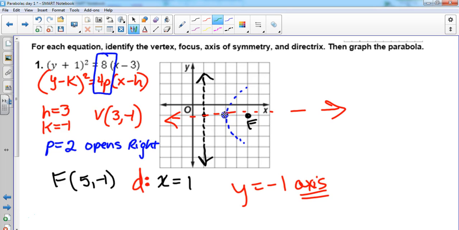Now, if its vertex is 3 to the right of the y-axis, and it's opening further to the right, we want to pick numbers out past 3 to put in for x, or we're going to get imaginary answers. So, what do you want to pick? 6? I heard a 6, I don't really care. I heard a 5, yes, at the back.